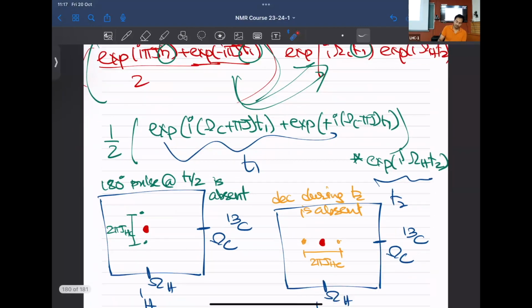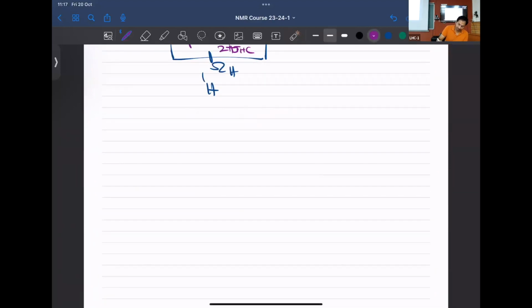Okay. So let's take a few other examples. Any doubts in the data that I showed yesterday? You guys want me to show it again, or we are okay without it?